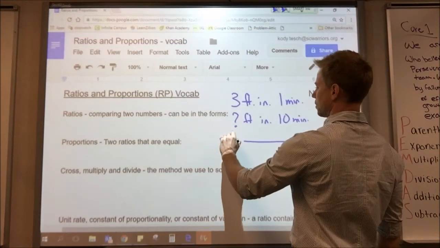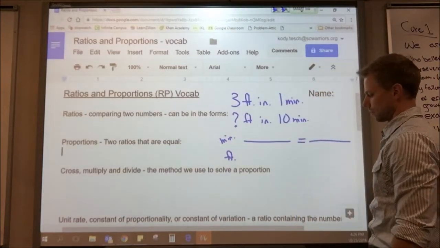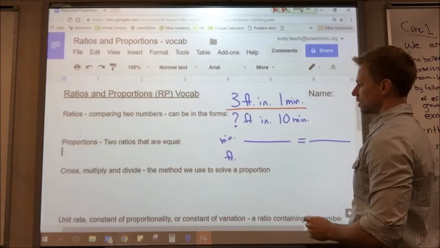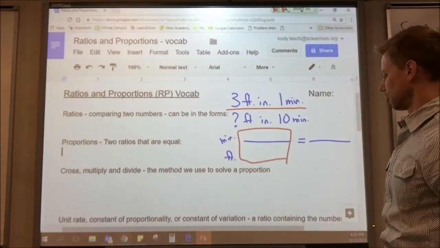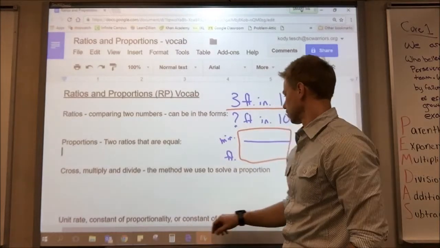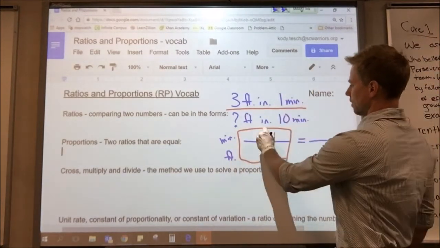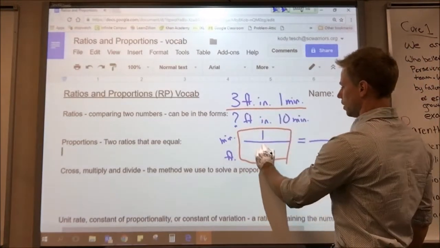So I'm going to put minutes on the top. I'll put feet on the bottom. These first two numbers are going to be in the same ratio because they're happening at the same time. They're going to go together. So the number that goes on top is the minutes, which is 1. The number that goes on the bottom is the feet, which is 3.